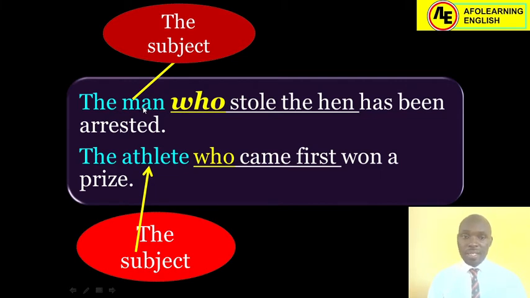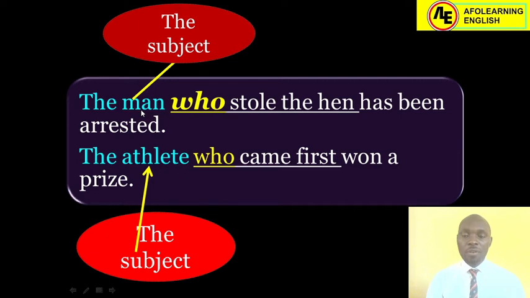The man in this sentence is the what? Is the subject. The man who stole the hen. Who stole the hen is referring to the man, and the man is the person that stole the hen. So it's the one that performs the action. So what performs the action is the subject. So who is used to refer to the man, which is what? The subject, because he's the performer of the action of what? Stealing. Now let's take a look at another example.